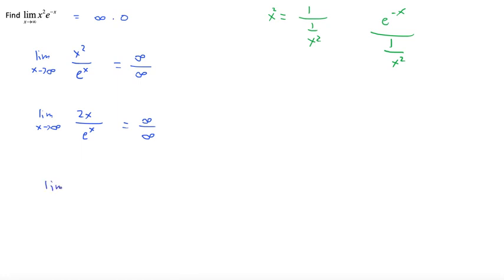Limit as x approaches infinity. The derivative of 2x, wait a minute, that's just 2. The derivative of e to the x is e to the x again, right? So what happens? We get 2 over infinity. Remember, we're taking the limit, so the limit as x approaches infinity of this is 2 over some really big number. That's just really close to 0. So the limit of this function is going to equal 0.